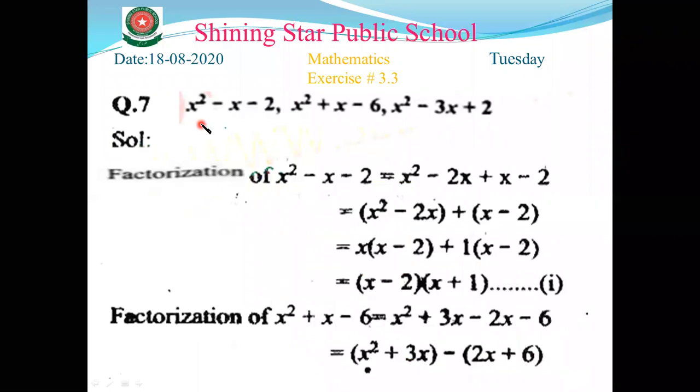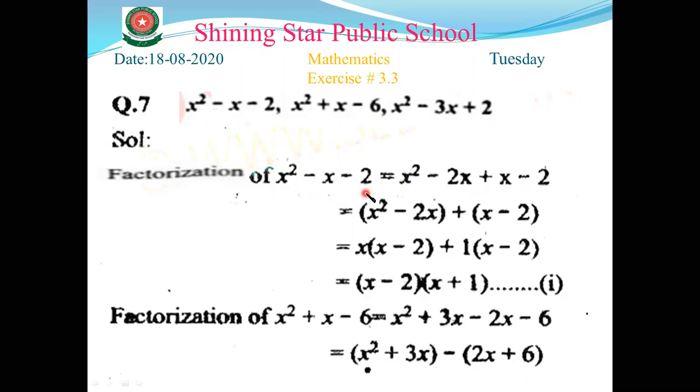Again, we have to find the LCM of this question. So we can find the LCM of x square minus x minus 2, x square plus x minus 6, and x square minus 3x plus 2. First of all, we have to find the factorization of these terms.